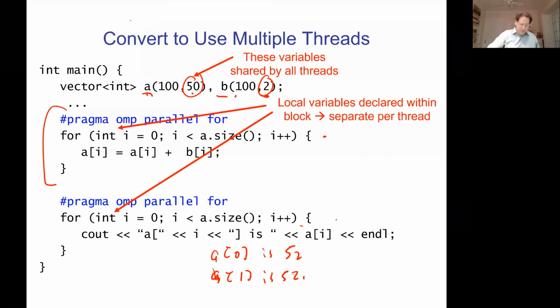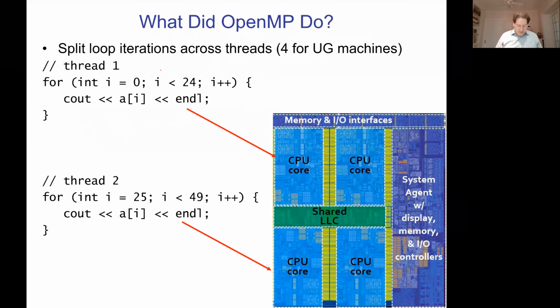One other thing I should tell you, which I glossed over a second ago, is the semantics of this. Let me show you what happened. So what did OpenMP do? It split the loop iterations across the threads, and it knows how many threads are on your computer. It makes calls to the underlying API in the operating system to ask how many cores there are, and it's going to be told there are 4 on the UG machines. So OpenMP is going to split that loop that went from 0 to 100 into 4 equal pieces.